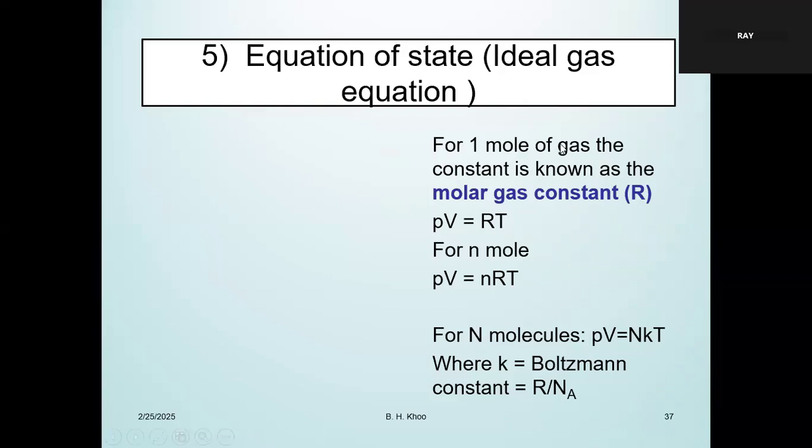So for 1 mole of gas, the constant is known as the molar gas constant, R. For n moles, we multiply by n. For N molecules, PV equals NkT. k is called the Boltzmann constant, equal to R over N_A.